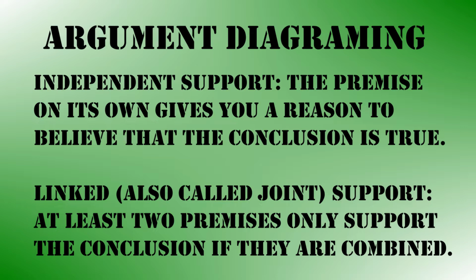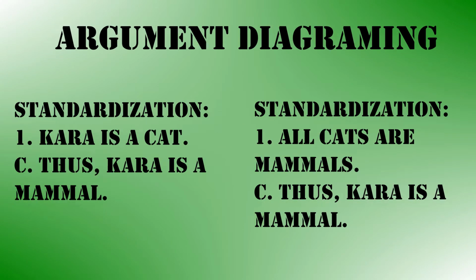In independent support, the premise works independently to give you reasons to believe that the conclusion is true. In linked support, the premise has to work together, or be linked together, with another premise in order to support the conclusion. To test and see which is going on within a given argument, a good trick to use is to actually just see if the argument would make any sense if we just treated each premise individually.